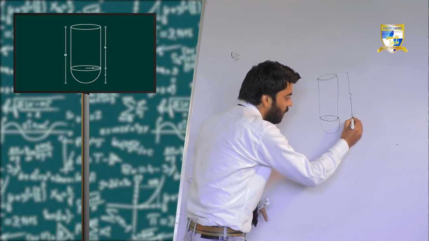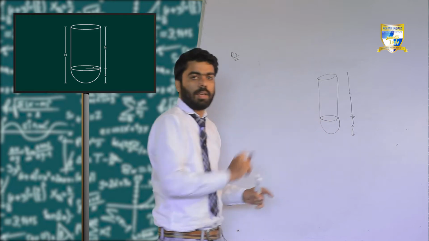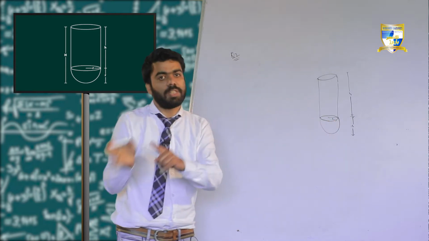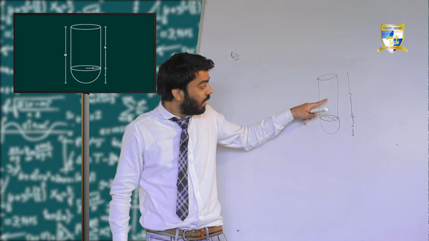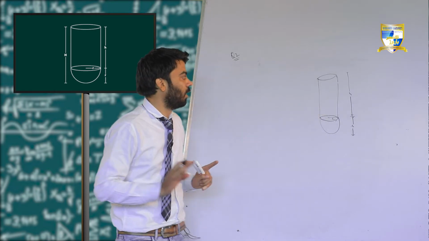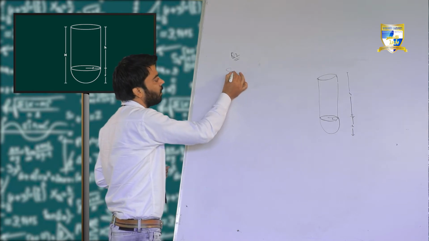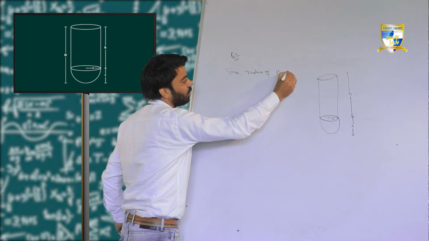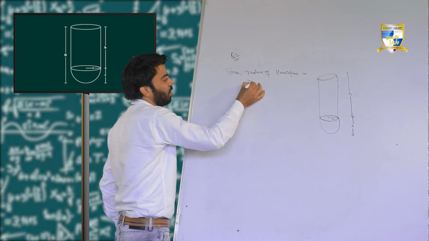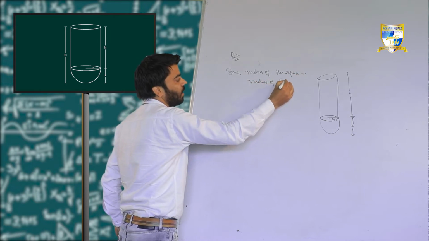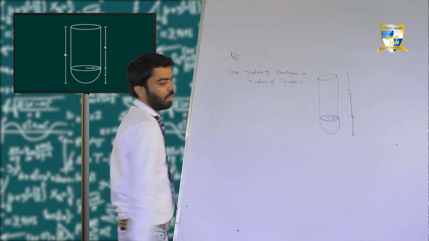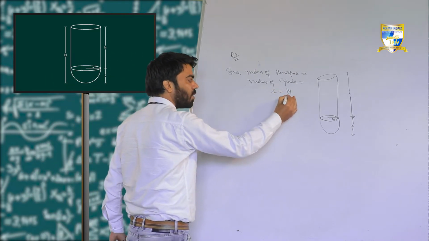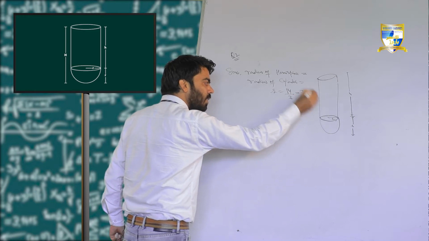This is the height, denoted by h, the height of the cylinder. This is r, the radius of the hemisphere. Here from this point to this point it is again r because the question says so. The radius of the hemisphere and the radius of the cylinder is the same. So what will we write? Since radius of hemisphere is equal to radius of cylinder, that is equivalent to how much? Diameter is 14, so simply radius will be equivalent to 7 centimeter.